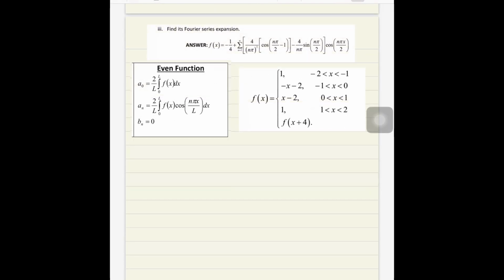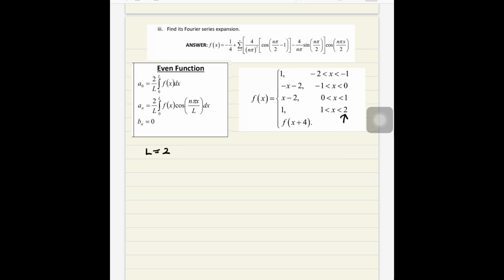Okay, so now we are going to find the Fourier series coefficient and also Fourier series expansion. Fourier series coefficient refers to A naught, An and Bn. Fourier series expansion is your fx. So first step is to define what is your L. As you can see here, your L is equals to 2.